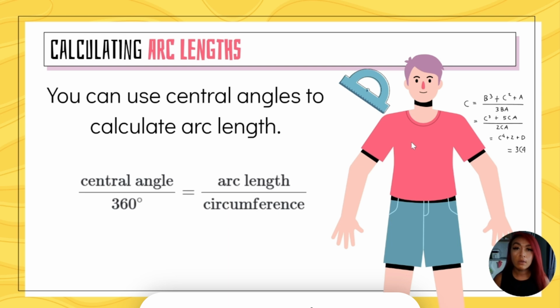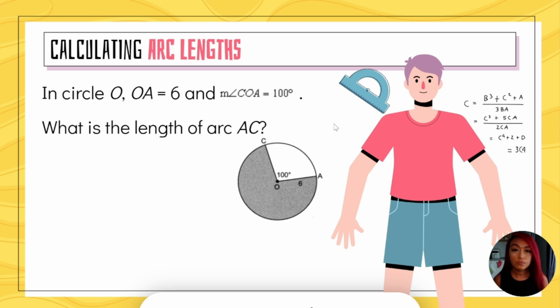We're going to look at calculating arc lengths of a circle, and you can use central angles to calculate arc length. You can do that by substituting into this proportion here. The central angle over 360 equals the arc length over the circumference. So let's take a look at an example.